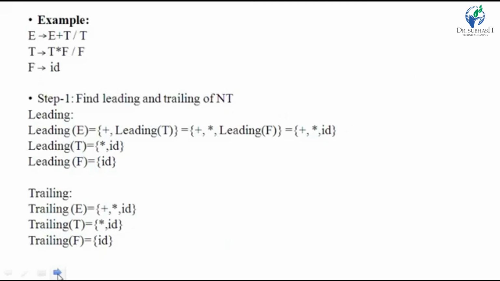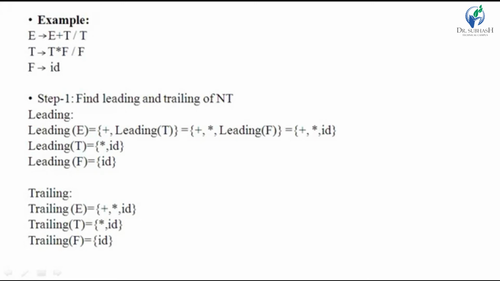Next is another example of operator precedence. Grammar: E gives E plus T or T, T gives T star F or F and F gives ID. So here I can find leading and trailing of non-terminal. Here three different non-terminals E, T and F. So first find leading of E. Leading of E, first terminal is plus.